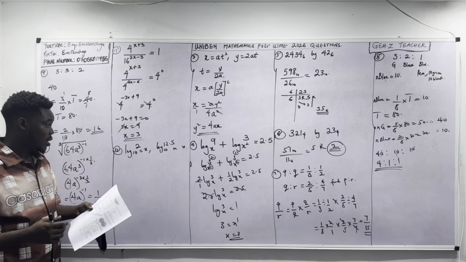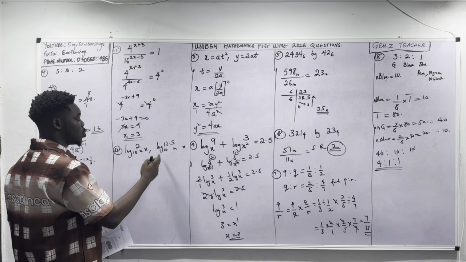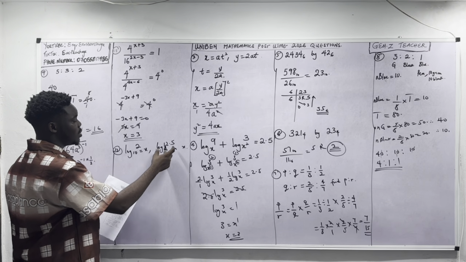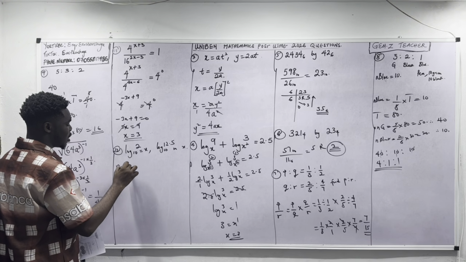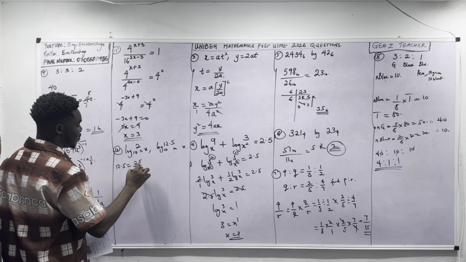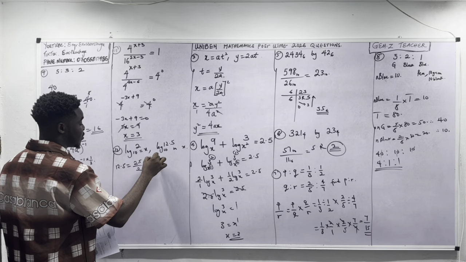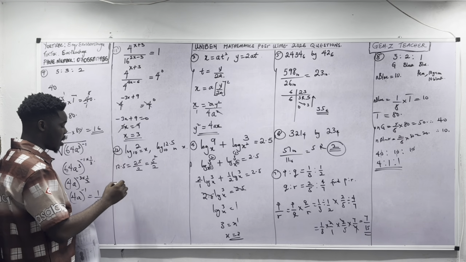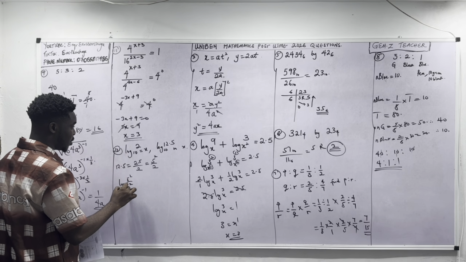Number 12 says, if log 2 base 10 equals x, express log 12.5 base 10 in terms of x. Quickly, I'm working with this expression here. Now, I'm sure you agree with me that 12.5 actually means 25 divided by 2, and that can be reduced to 5 squared divided by 2. So you can replace this log number by this value here. So you're going to have log 5 squared divided by 2 base 10.